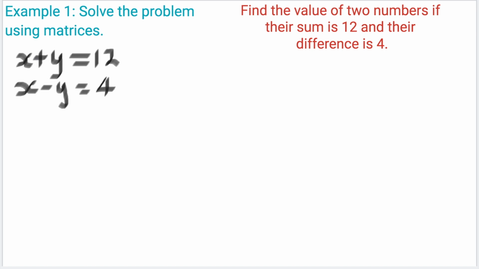So now from these two equations, I'm going to come up with matrices. The first matrix is going to be a 2x2 matrix made up of the coefficients of the variables. In the first column, I'm going to have 1 and 1, representing the coefficients of X, because they are invisible ones here. And the second column is going to be 1, negative 1. These are the coefficients of the y variable, positive 1 and negative 1.